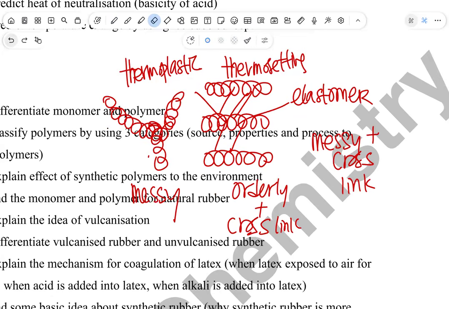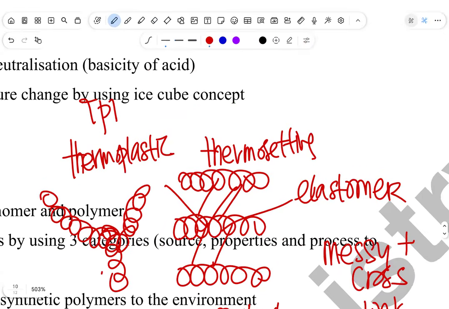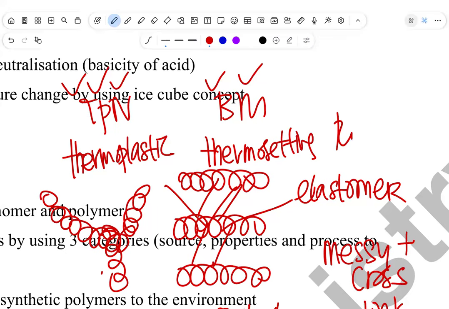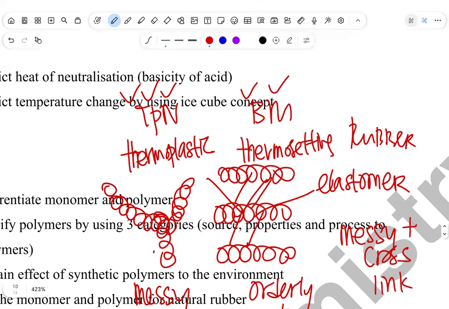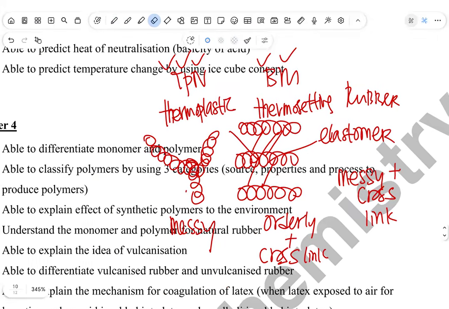We also learned before the examples: thermoplastics, such as polythene, polypropylene, nylon; thermosetting, such as bakelite, melamine; and elastomer, or the rubber. So these are some of the examples for your thermoplastic, thermosetting, and also your elastomer.